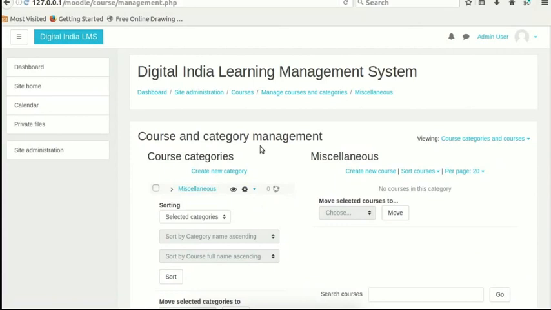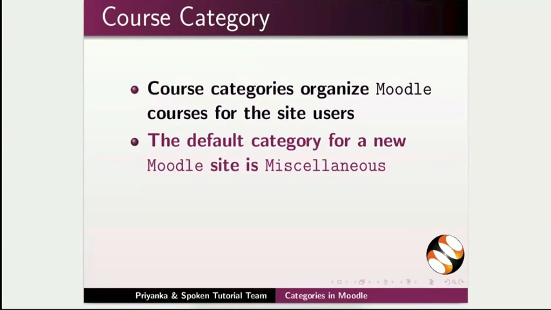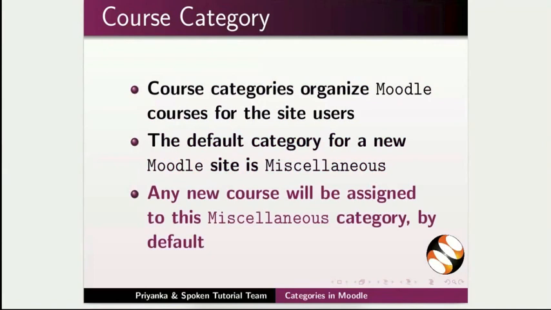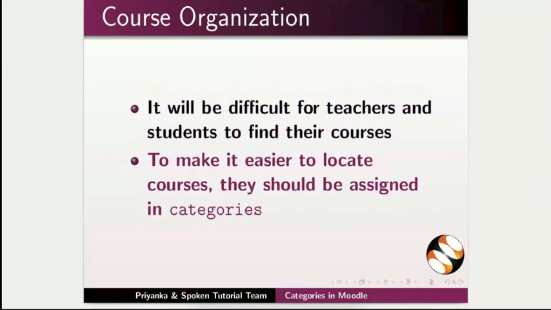Let us understand what a course category is. Course categories help to organize Moodle courses for the site users. The default category for a new Moodle site is Miscellaneous. Any new course will be assigned to this miscellaneous category by default. However, it will be difficult for teachers and students to find their courses. To make it easier to locate courses, they should be assigned in categories.